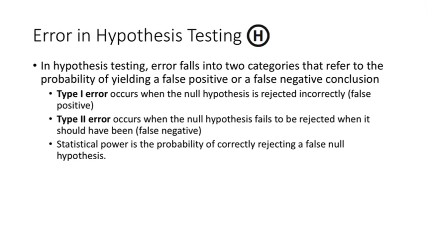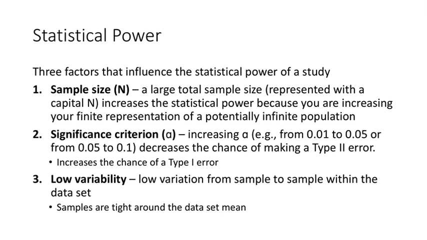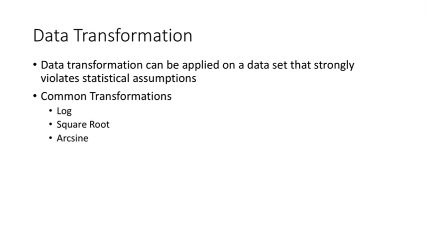And there are three factors that influence the statistical power. Those are the sample size, the significance criterion, which we call alpha, and the variability. So with sample size, larger sample sizes are important. Lower variability from sample to sample is also important when we're trying to determine statistical power.